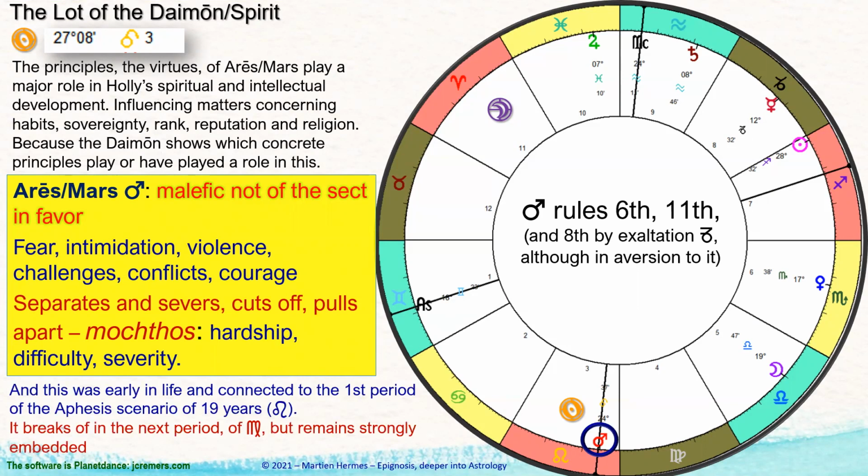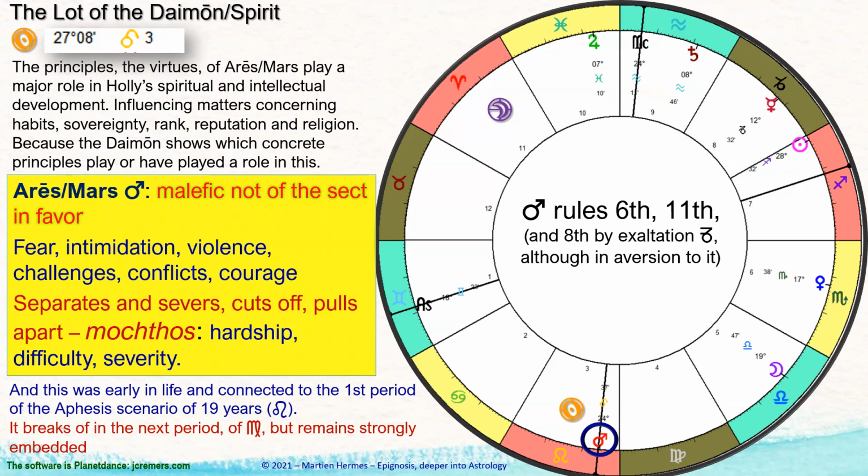And this, of course, was very prominent in the first 19 years of Holly's life, which end when you become 18 years. This is the way of counting. In ancient times, it was said that the period of the Sun is 19 years, which ends when you are 18 years of age, because that is your 19th year. So keep that in account. And it breaks off in the next period.